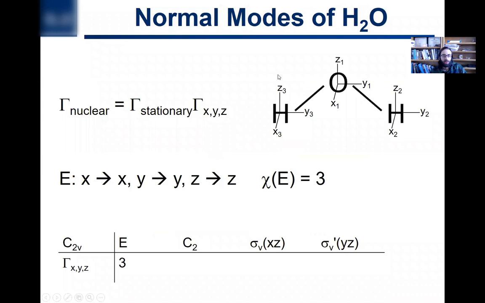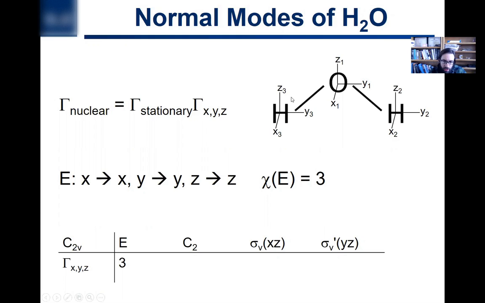Okay, so let's do it for water, the normal modes of water. We have this formula: gamma nuclear equals gamma stationary times gamma xyz. First we need to define our axis system, where z is collinear with the principal rotation axis. The principal rotation axis for water is a C2, going right through the oxygen. Water is in the point group C2v, which has four symmetry operations: an identity operation, a C2 that spins the water molecule, interconverting the hydrogens, and two different mirror planes. This is going to be our z-axis, and we put parallel z-axes on the other atoms as well, labeling them Z1, Z2, Z3.